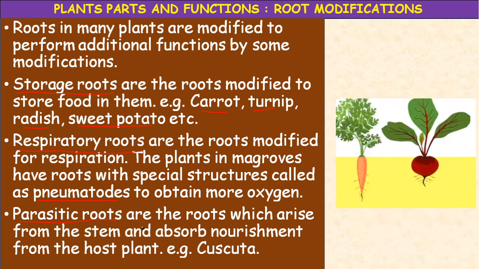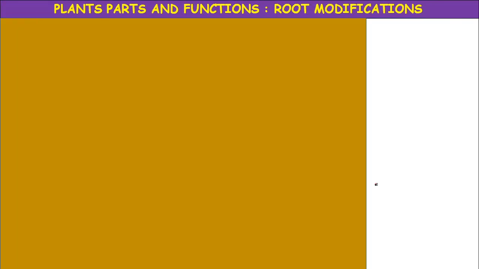Okay, so you can see here in the image a carrot and beetroot. They are examples of storage roots. Normal roots are very thin, but here, due to the storage of food material, they are bulged. That's why they are also called tuberous roots, storage roots. The main function is to store the food material.